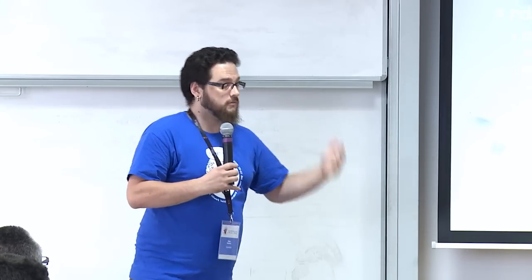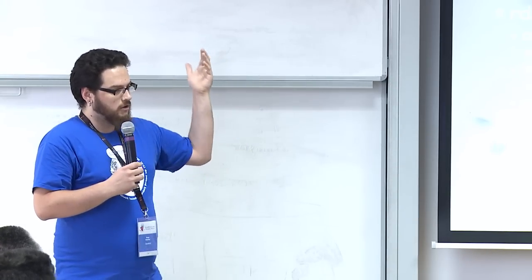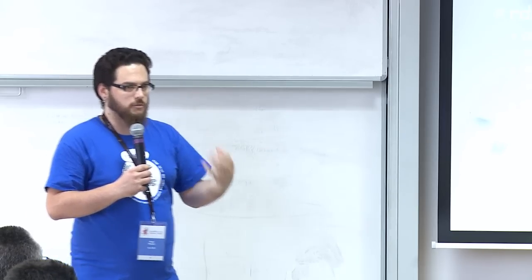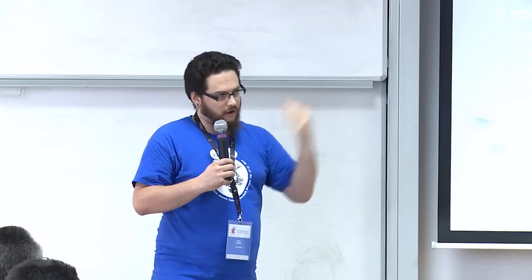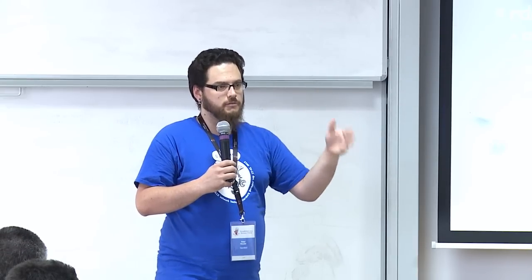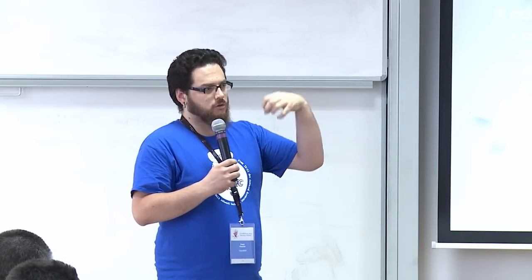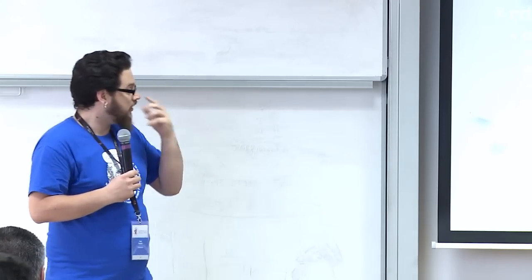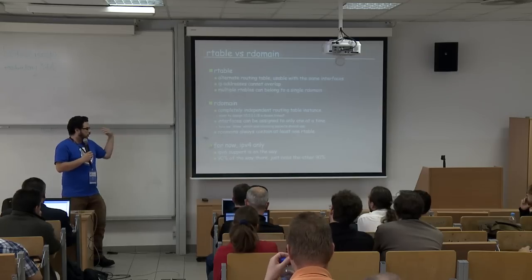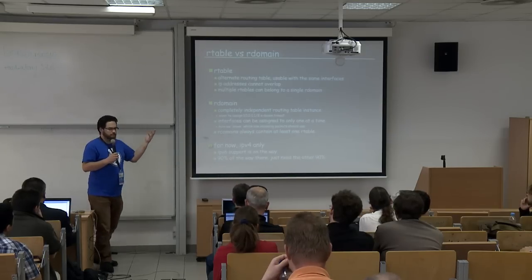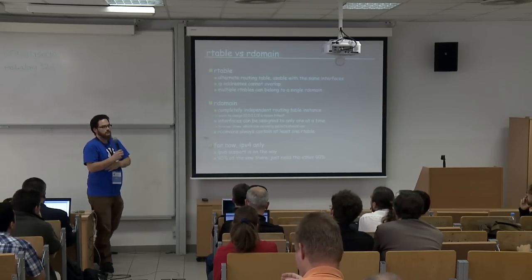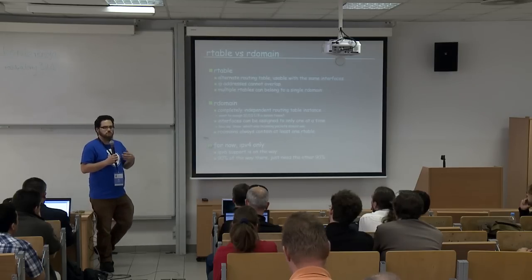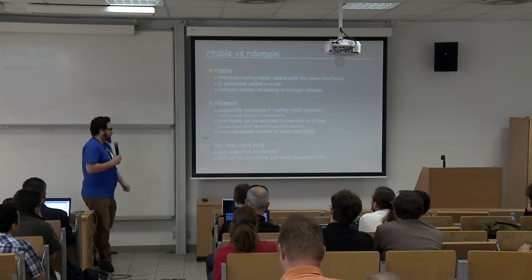In OpenBSD, the interface itself is assigned to a routing domain. And that's what determines where the packets leave the system. It also determines which routing table it's assigned to when packets come in. And R domains always contain at least one R table. They can create more, but this is not a very common use case.